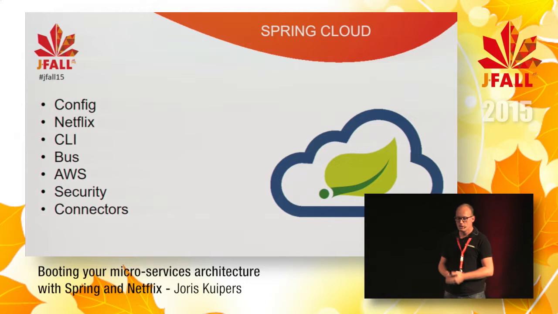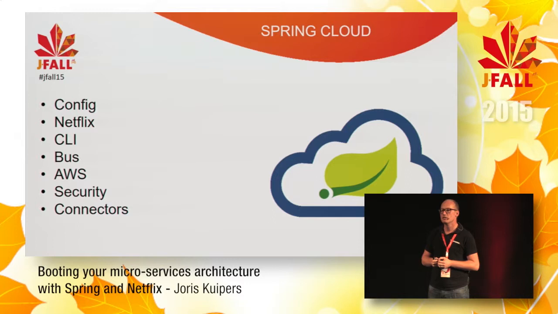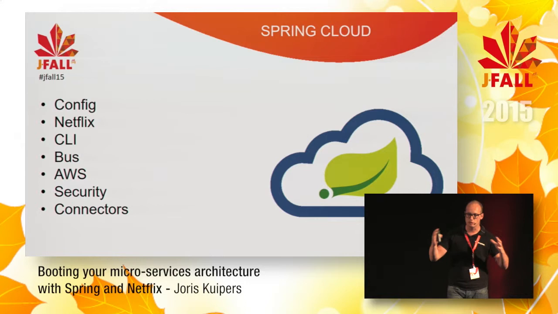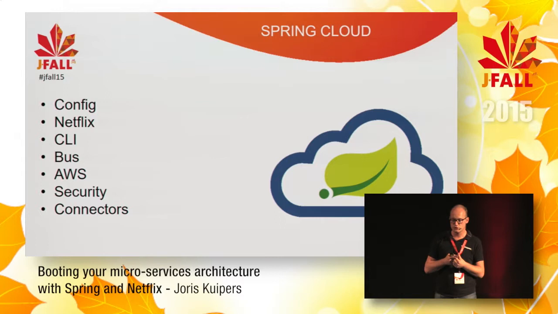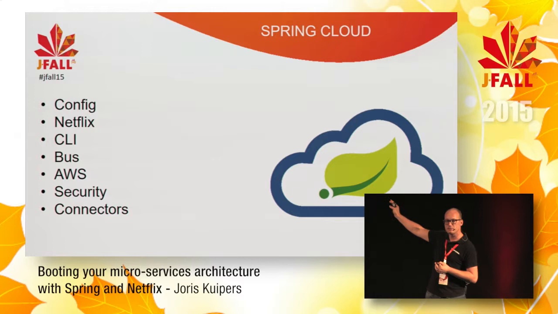So what you see here on this screen, on the left-hand side, are a number of projects that are already available in a production-ready state from the first release train of something called Spring Cloud. So Spring Cloud is basically an umbrella of a number of sub-projects. I'm going to talk about the first two in detail. I'm going to show you Spring Cloud Config, and I'm going to talk about the Netflix support. But you can see there's a bunch of other stuff there.